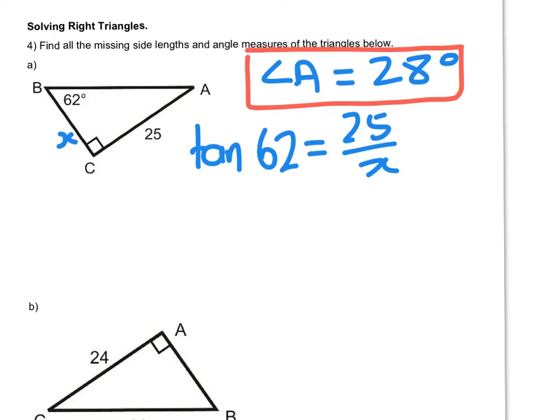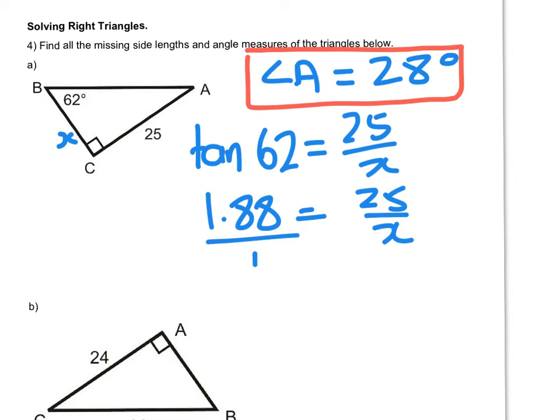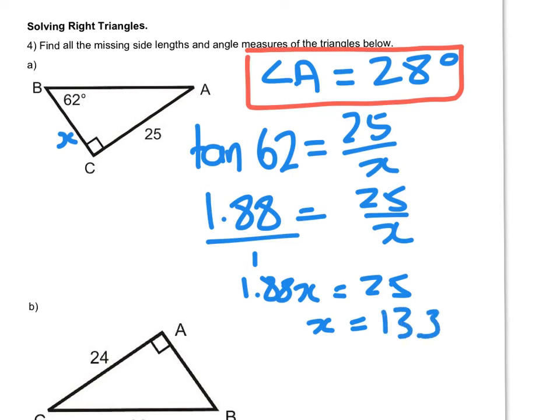Okay, now plug it into my calculator. Tan of 62 is what? It's 1.88. So, okay, we'll just put it as 1.88, 2 decimals. 1.88 is equal to 25 over x. Now you put that down, you cross multiply it, you're going to get 1.88 x is equal to 25, so x is equal to 25 divided by 1.88. So it's 13.3. Okay? So x is 13.3.